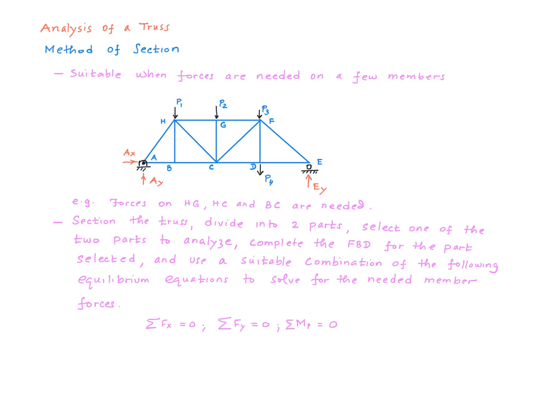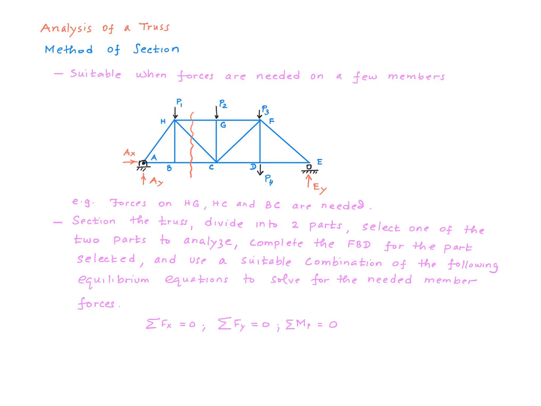The method of section is ideal when forces are needed on a few members of the truss. Supposing, say, you've already analyzed this truss using a computer software, but you want to have an independent way to check your results. Typically, you would find values for some of the unknowns and compare the results with those that you got through your computer analysis. The method of section is an ideal method for that purpose. You calculate the forces on a few members of the truss manually by hand by this method, and then compare the results with your computer analysis.